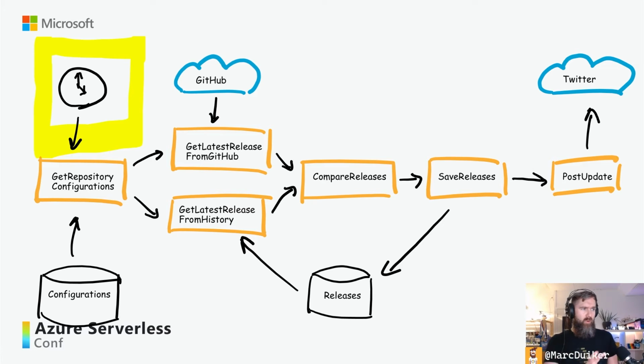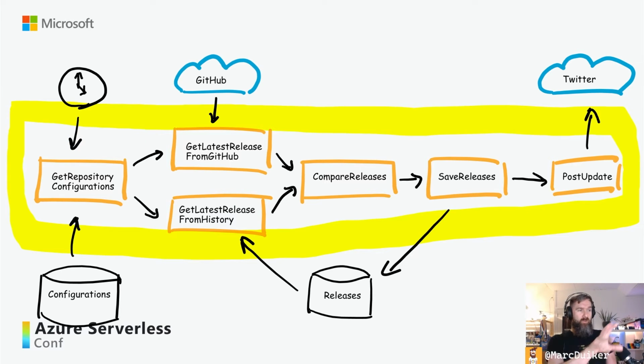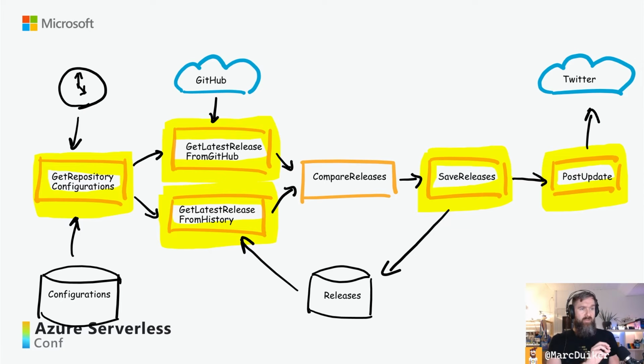So I already went over the individual boxes, but initially it's triggered by a timer in this case, and then it will start this workflow. And yeah, the workflow is just a grouping of all of these individual boxes, and then the boxes themselves are then activities in that workflow. The compare releases is a bit of an outlier because that is just a method and not a separate activity function.